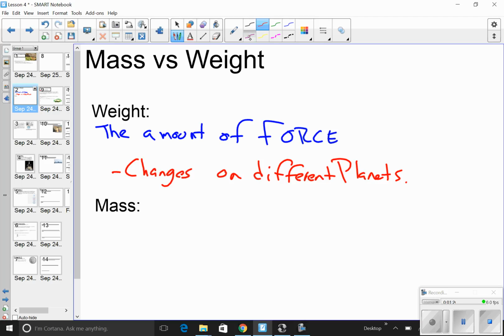Now, mass, however, is the amount of matter in an object. So this is how much stuff something is made up of. So the amount of matter.